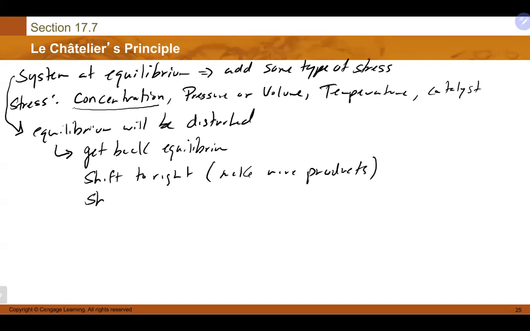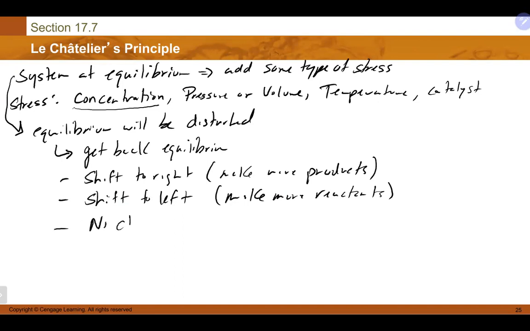It may shift to the left, which means it will make more reactants. And there can be situations where, even though you added a stress to the system, based on how the system is set up, there really will be no change that will occur. So it is possible that, even though you might do something to it, it really won't cause an overall change to occur. But in a lot of cases, it will do one of those two things. Either it will shift to the left, shift to the right, and again, occasionally no change.